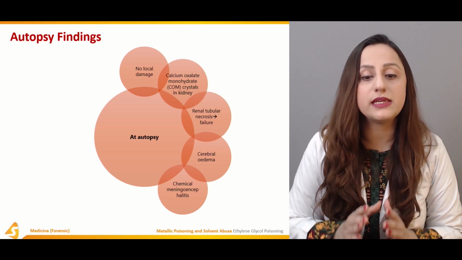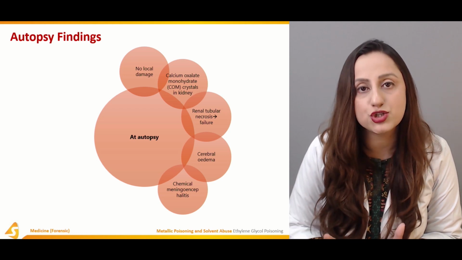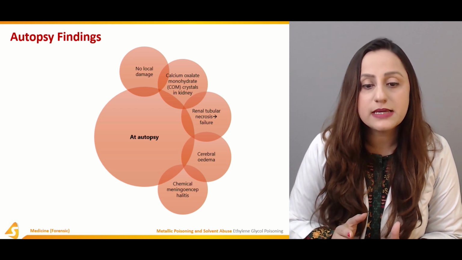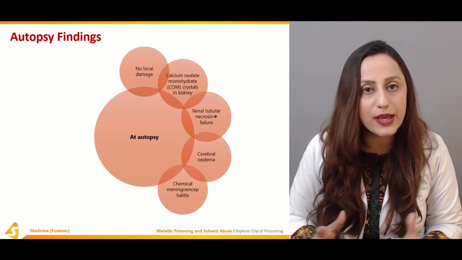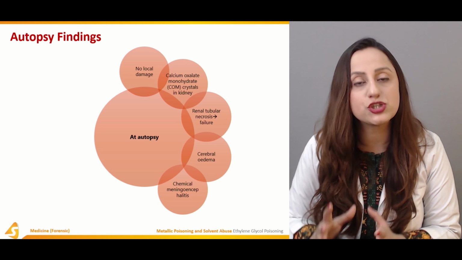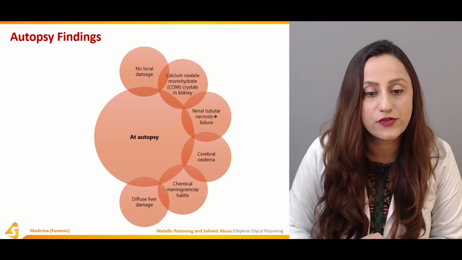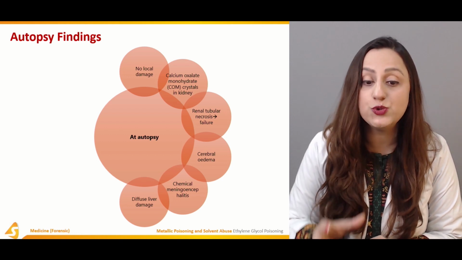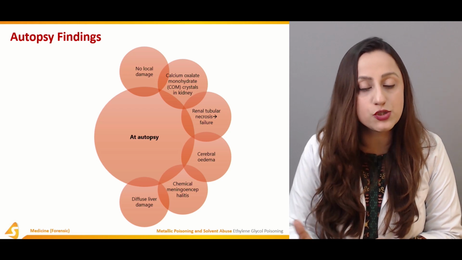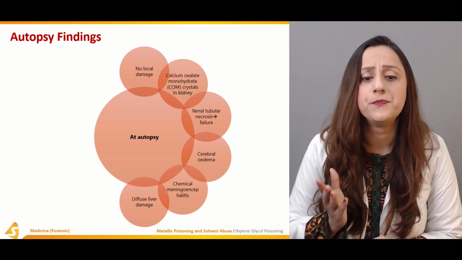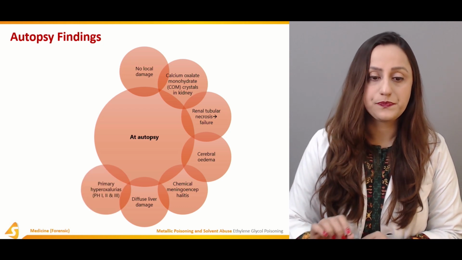Chemical meningoencephalitis. It is a kind of infectious condition that mimics chemical reactions, so it is going to be a chemical reaction as well as mimic an infection and an encephalitis reaction. Now there will be diffuse liver damage alongside the renal tubular necrosis and the cerebral edema, and the liver damage is also going to be observed in these cases.